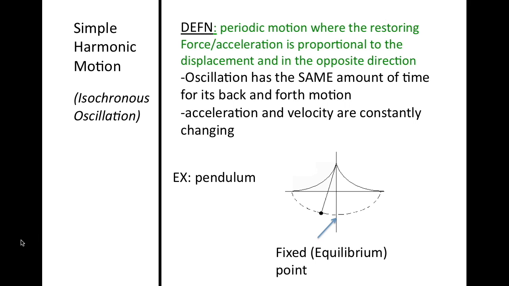A pendulum is an example of simple harmonic motion. Here we have the string that is attached to a bob. The fixed point, also known as the equilibrium point, is located here in the center. As the bob swings back and forth, you will have an increasing and decreasing of the acceleration, the velocity, and the distance from the fixed point.